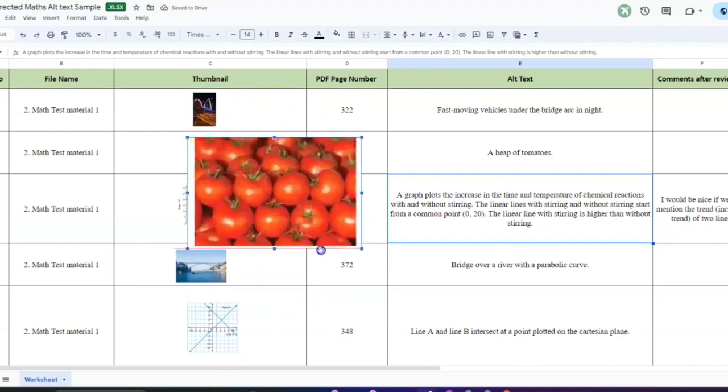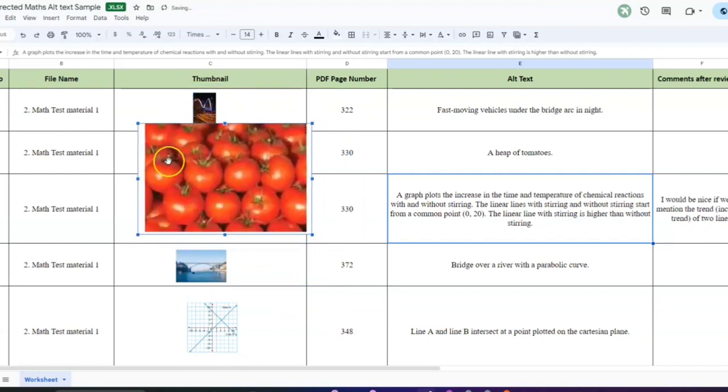Now we will move to the next image. Suppose this is the image. Now here these are tomatoes. Never write like this, red tomatoes, because a blind person doesn't know what red and black and green are. No need to write colors. So here you just add: heap of tomatoes.